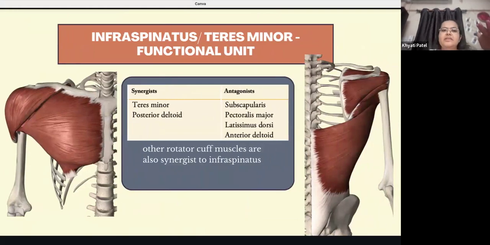Infraspinatus and teres minor act like one unit. So synergists for that are teres minor and posterior deltoid, and antagonists will be subscapularis, pec major, latissimus dorsi, and anterior deltoid.